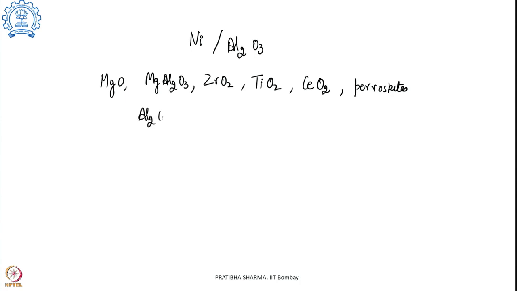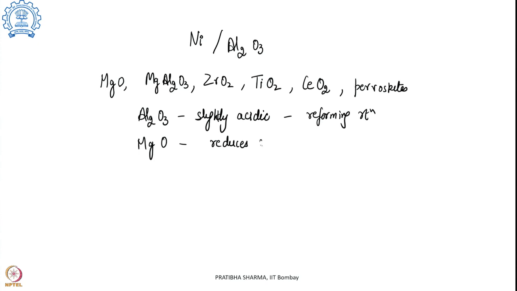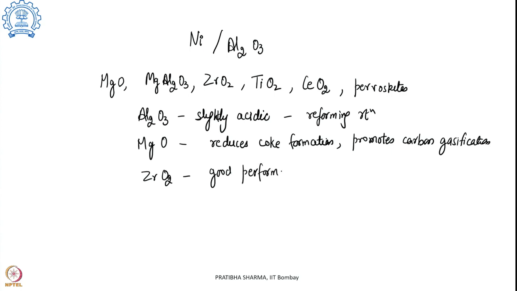Like alumina, it has slightly acidic character. Acidic in nature, and that helps in reforming, that promotes reforming reaction. However, if we look at magnesium oxide, then this reduces coke formation, or it promotes the carbon gasification reaction. Zirconium oxide, that has good performance. So, all of these supports have their own characteristic. Cerium oxide, this is less prone to coking. So, these are the characteristics of these support materials which have been studied in literature.